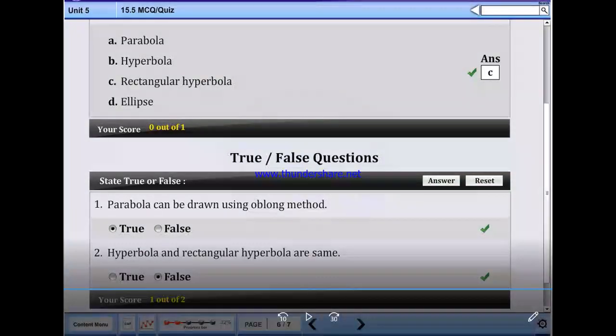And similarly, true or false questions. Number 1, parabola can be drawn using oblong method. True or false? Yes, it is true. Hyperbola and rectangular hyperbola are the same. False. It's not the same.